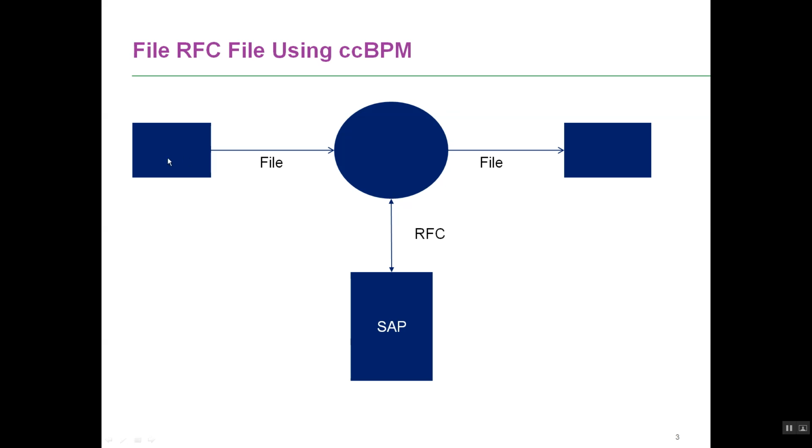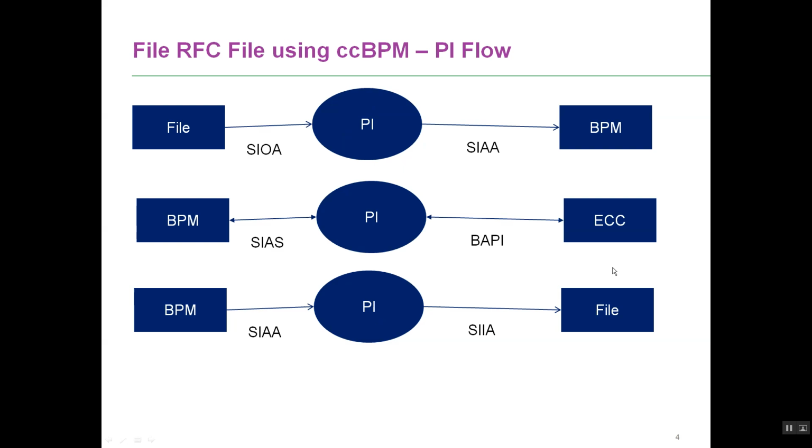So you're going to get a file in PI. Once you get the file in PI, you make the RFC call into SAP. This file will now be delivered to your PI BPM, and then the BPM will make an RFC call, and that will get out as a response file. Okay. Now, from a PI perspective, how does this go?